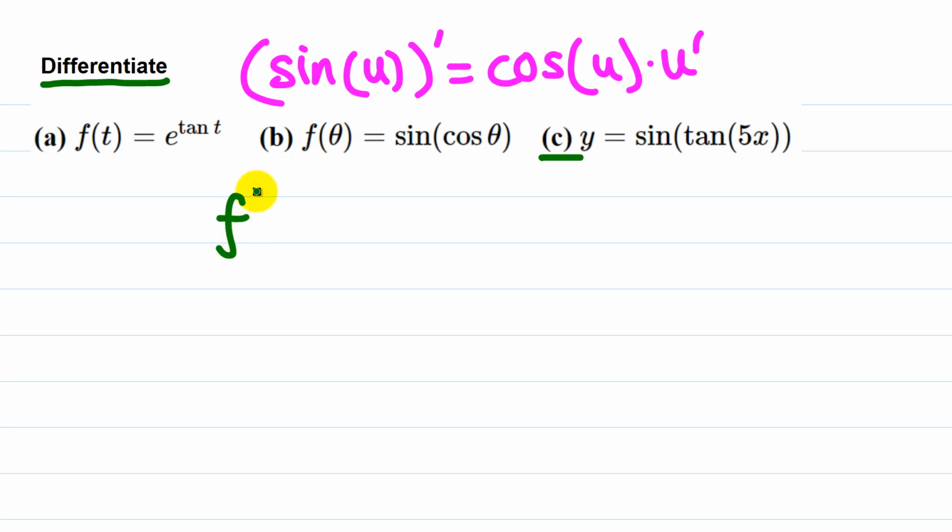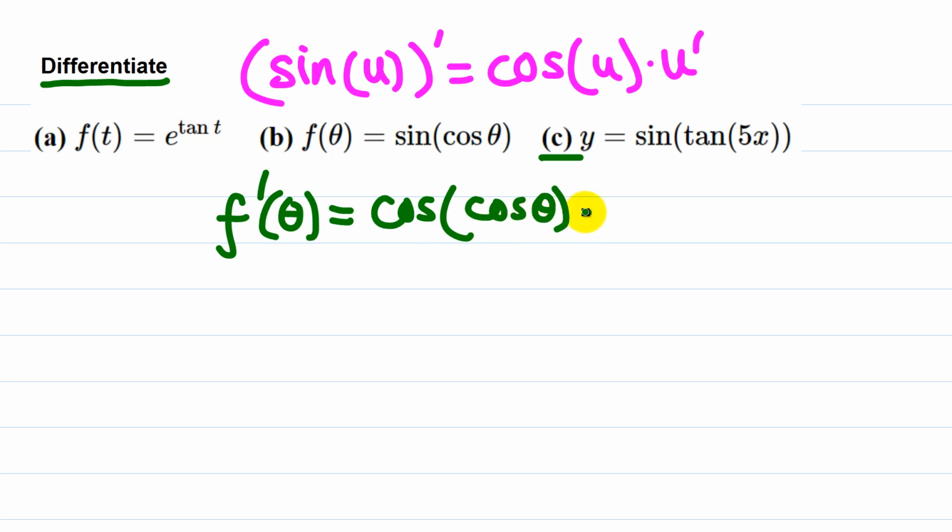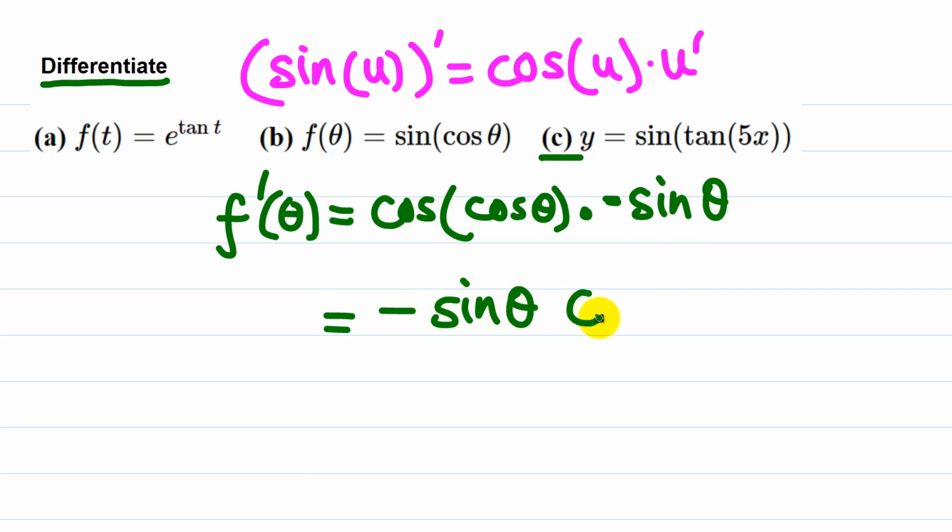That gives f prime theta equals derivative of sine, that's cosine of whatever that junk, which happens to be cosine as well, times derivative of inside function, derivative of cosine, that's negative sine, and we are done. Let me write this because this is times negative, so negative to the front, we can bring sine theta, and that leaves cosine of cosine theta. That's final. That's for B.